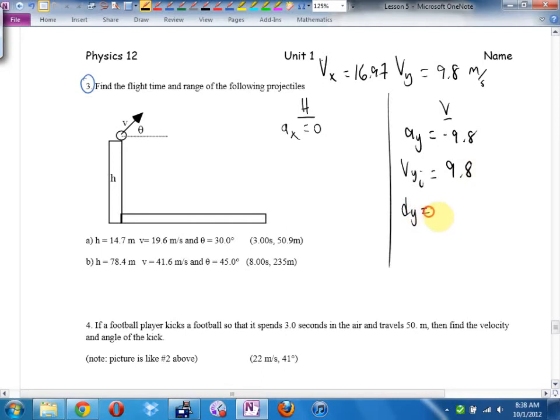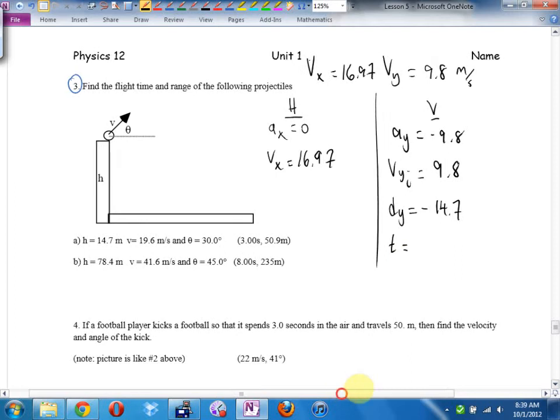DY is negative 14.7. VX is 16.97. Vertical is the column that I know three things. I'm solving this vertically. I'd like to find T. Did you use quadratic formula, or did you find VY final and then use VY final to find T? Either approach is now acceptable.